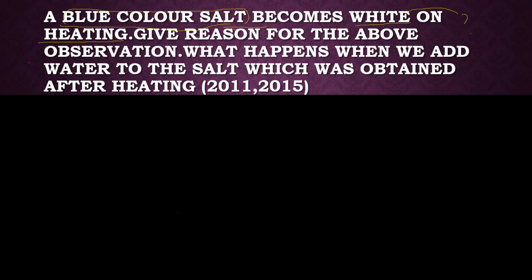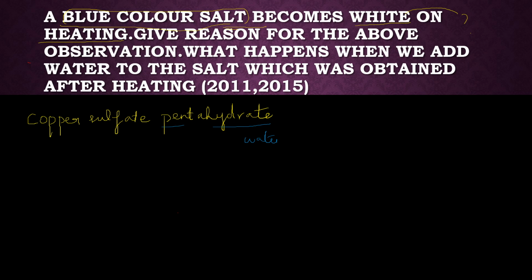Now just take a normal blue color salt. So here the blue color salt, as I already told you, is nothing but copper sulfate. But here we have to talk about this properly. It's nothing but copper sulfate pentahydrate. This is the compound name. Penta means 5, hydrate means nothing but water. So hydrate is nothing but water, penta is nothing but 5.